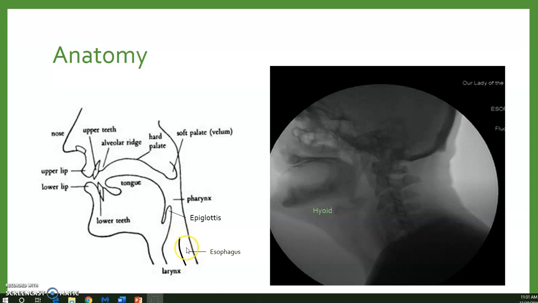So let's go through the different roles for our anatomy. For our lips, they're really just a containment to keep food and liquids from spilling from the front of the mouth. The jaw, the mandible, and the maxilla are to support the teeth. The teeth break down the food as we're chewing. The tongue has many different roles. It's going to rotate to push the food onto the chewing surface of the teeth.